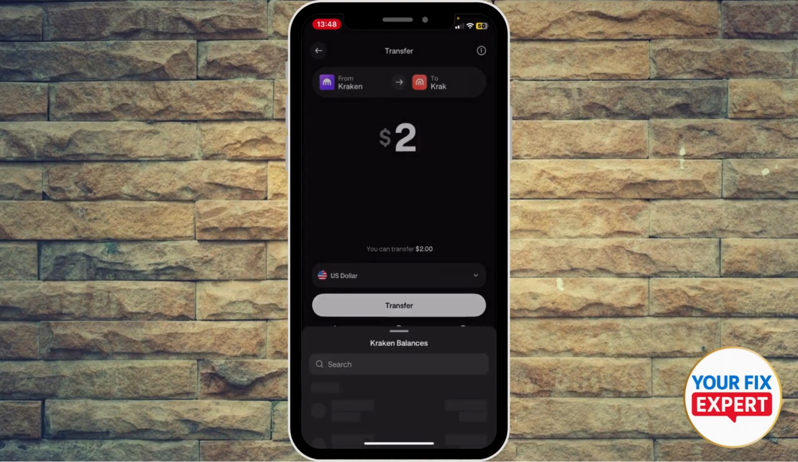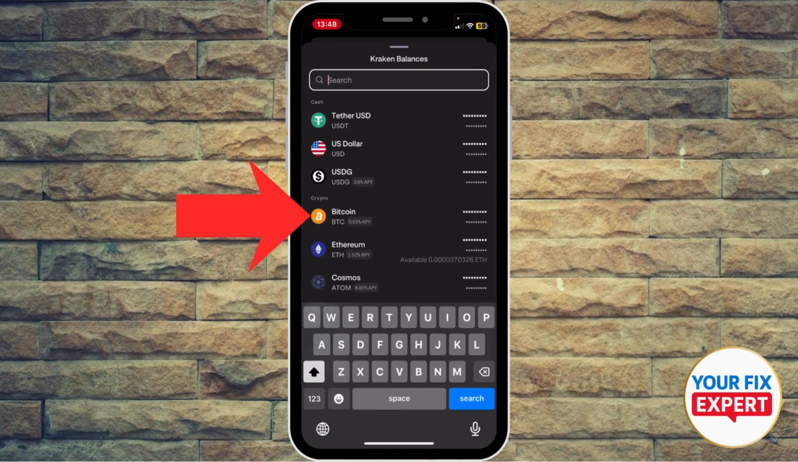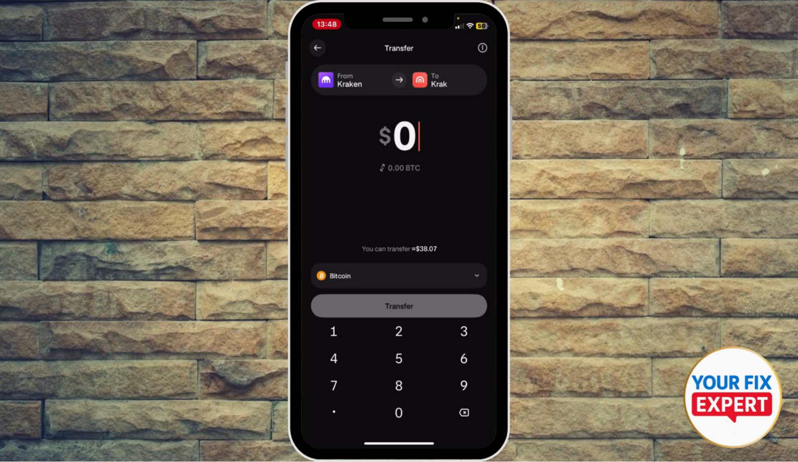using crypto, we're gonna use crypto. So let's say I'm using Bitcoin. Then I'm gonna be able to transfer $5 from Kraken to Krak and hit transfer and confirm the transaction, right?